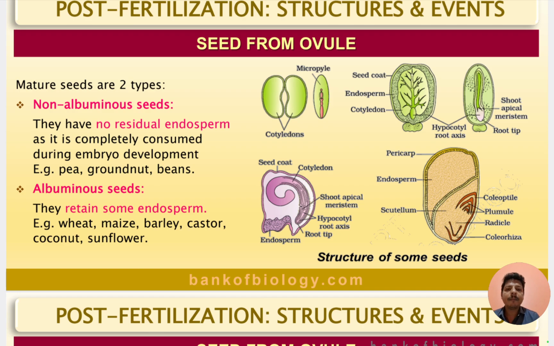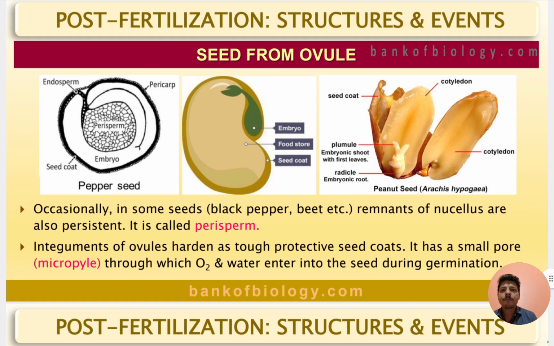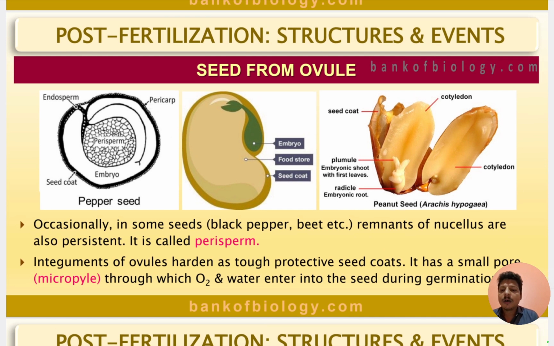Now again see the diagram. Cotyledons, seed coat, endosperm, cotyledons, hypocotyl root axis, root tip, plumule apical meristem, and the structure of some seeds are also given here. Occasionally in some seeds, such as black pepper and beet, remnants of nucellus also persist. That is called perisperm.